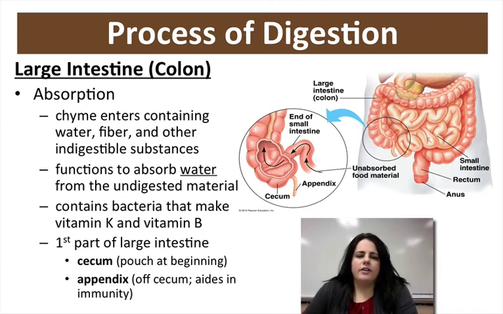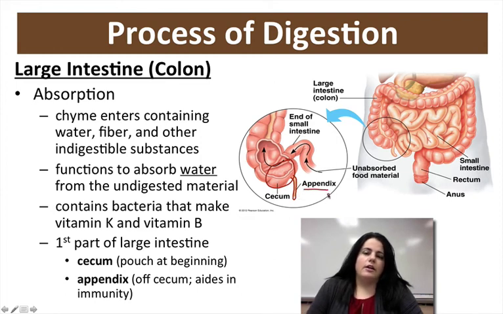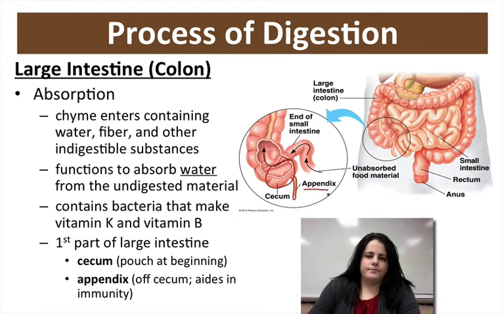The large intestine has a few parts to it. The first part, where it connects up with the small intestine, there's a little pouch that sticks off, and this pouch is called the cecum. And the cecum has another little appendage off of it called the appendix. So the cecum is the pouch at the beginning of the large intestine, and off the cecum is the appendix. And we talked about the appendix with the lymphatic immune system and how it aids in immunity.